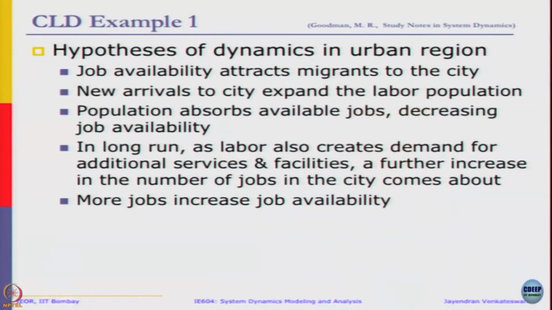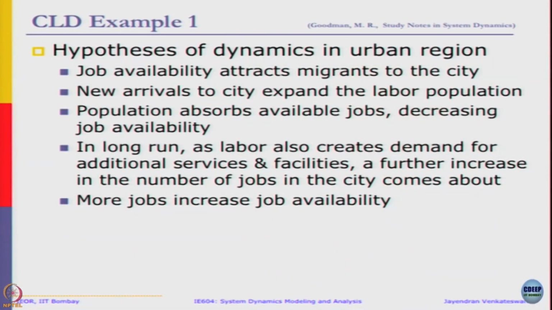Job availability attracts migrants to the cities. So, job availability should influence migration into the city, and as migration occurs, that expands the labor population within the city. Second statement. So, first statement, the variables are job availability and migrants: when more jobs are available, more migrants come into the city. As migration happens, migrants expand the labor population within the city. As this labor population absorbs the existing jobs, it decreases job availability. So, population is going to take up jobs, and that will decrease job availability.